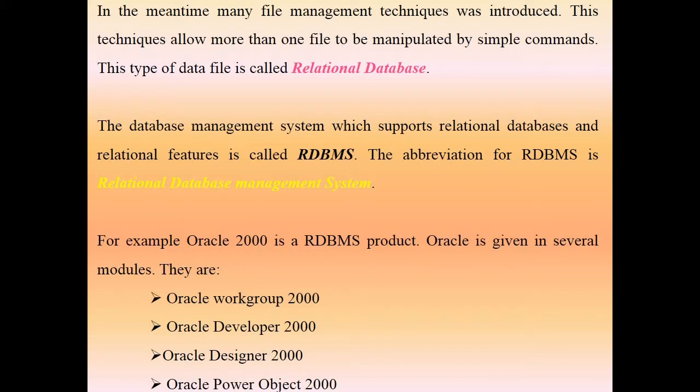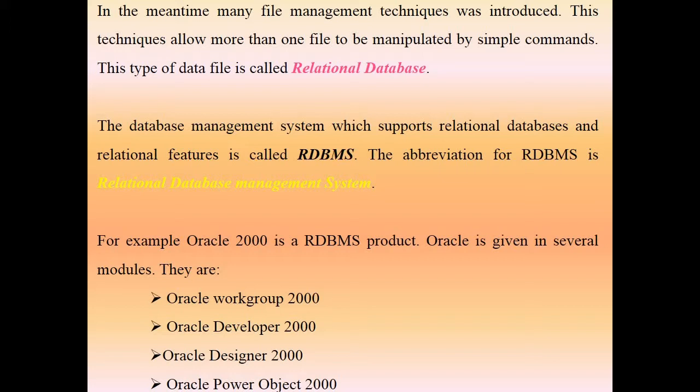In the meantime, many file management techniques were introduced. Using these techniques, the user can allow more than one file to be manipulated by giving simple commands. This type of data file is called relational database. The database management system which supports relational databases and relational features is called RDBMS. The abbreviation for RDBMS is Relational Database Management System. For example, Oracle 2000 is a RDBMS product.